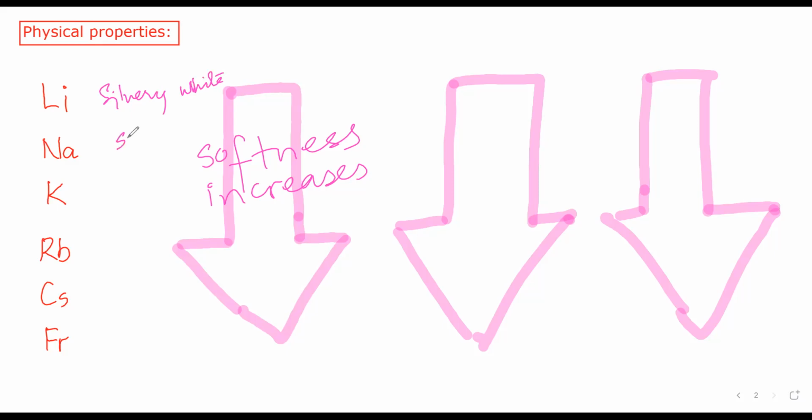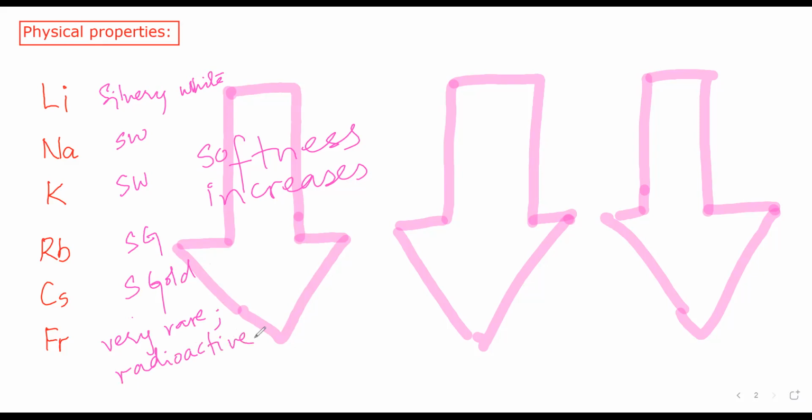Sodium also silvery white, I'm using SW. Potassium also silvery white. Rubidium silvery gray, SG silvery. Then this one is going to be silvery gold. And keeping in mind, francium is basically very rare. It is a radioactive element. And just for knowledge, you should know, since you are learning in detail about group 1.